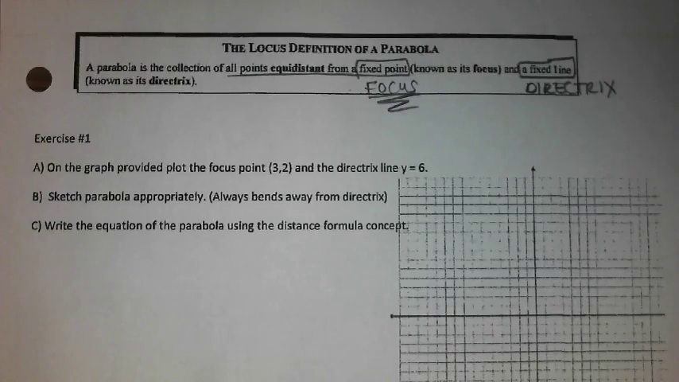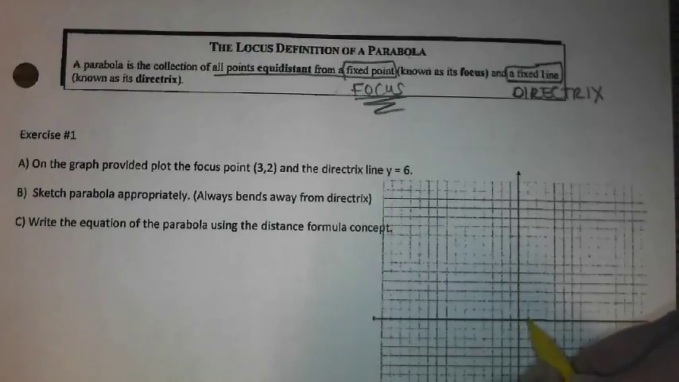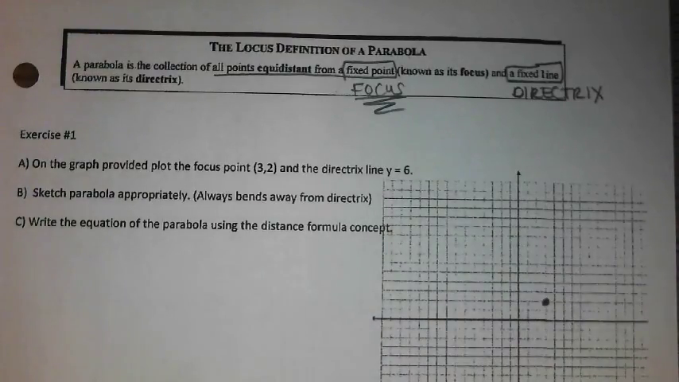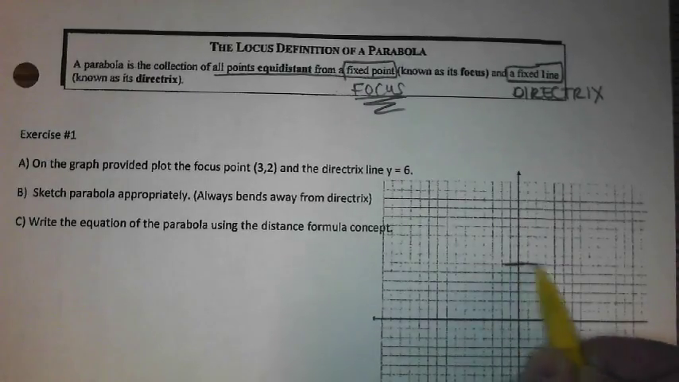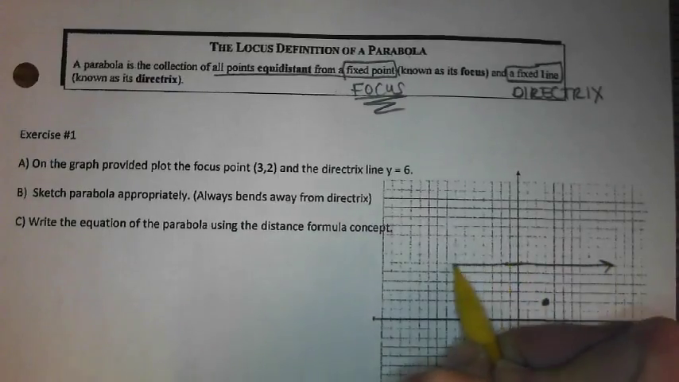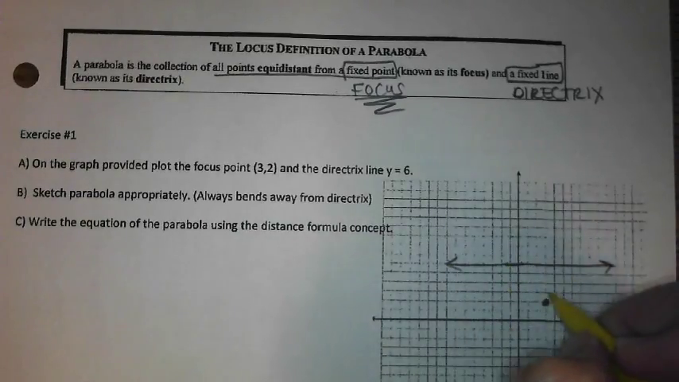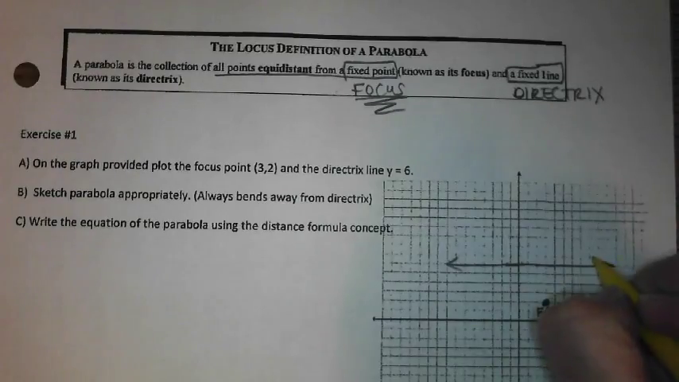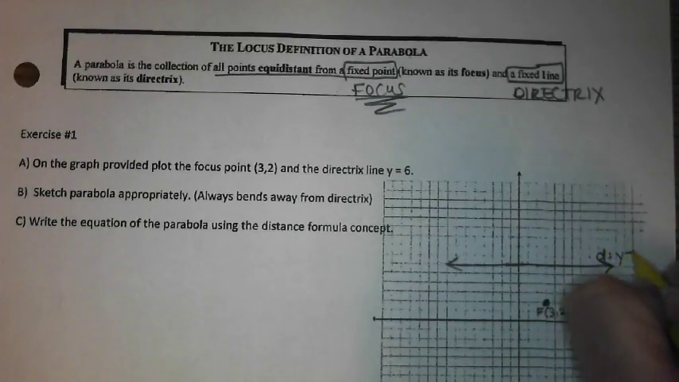So you're going to be given a lot of times a focus and a directrix, a fixed point and a fixed line. So in exercise 1, our fixed point is at 3, 2. Plot that. And a fixed line, y equals 6. 1, 2, 3, 4, 5, 6. That's a horizontal line. I'm going to label this F and 3, 2. And I'm going to label this directrix, y equals 6.